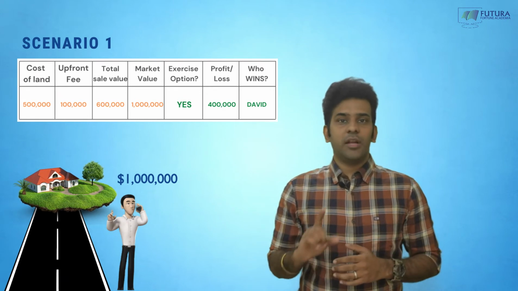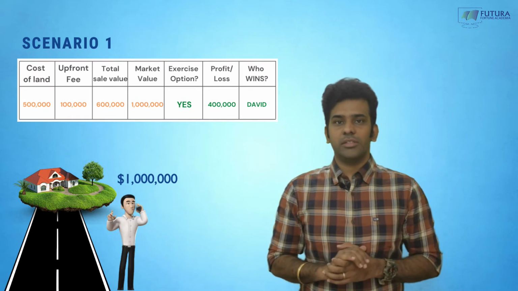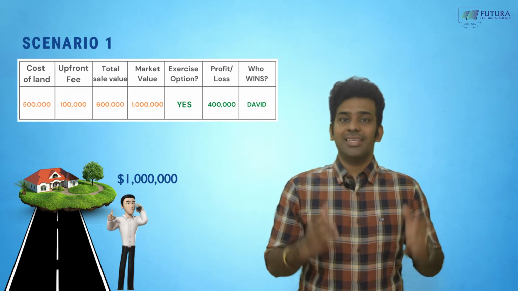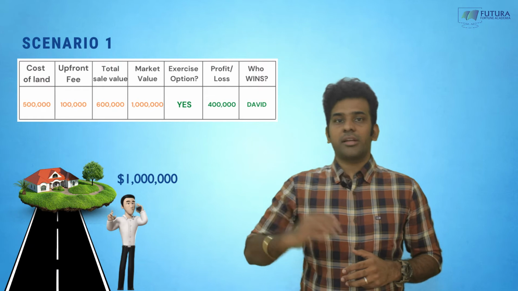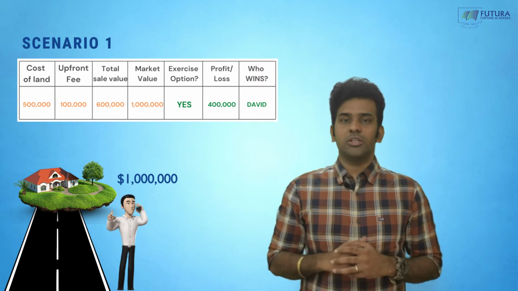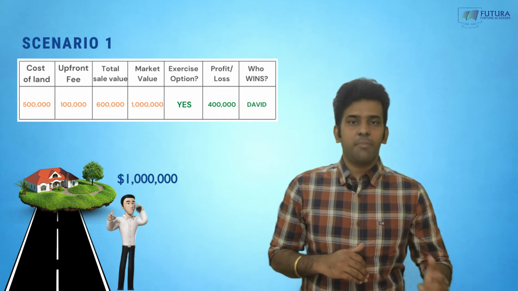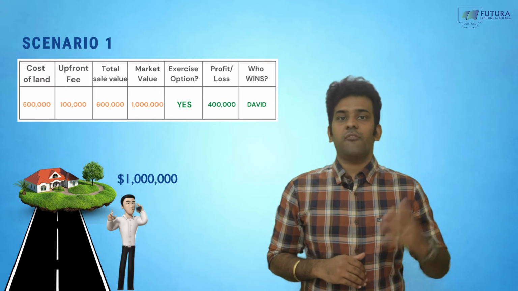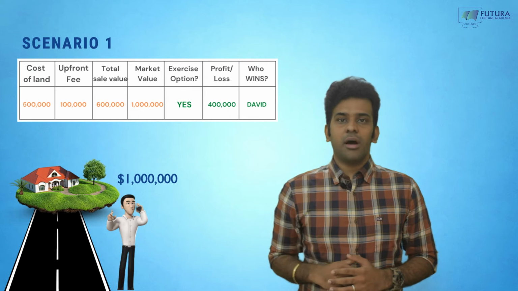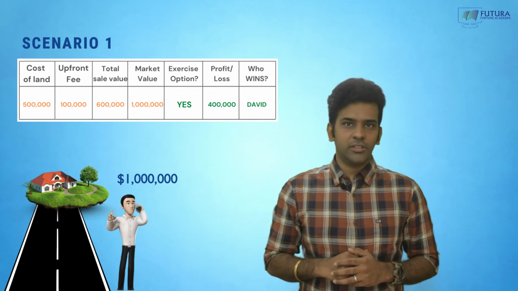Remember, he paid an upfront fee of $100,000 to lock the price at $500,000. So the cost for him to buy that particular piece of land would be $600,000 and the current market value is $1 million. Clearly, he is earning a profit of $400,000, which means he would definitely exercise the contract. He goes and buys the land for a total cost of $500,000 plus the upfront fee paid, $600,000. He would get a current market value of $1 million and end up taking a profit of $400,000.